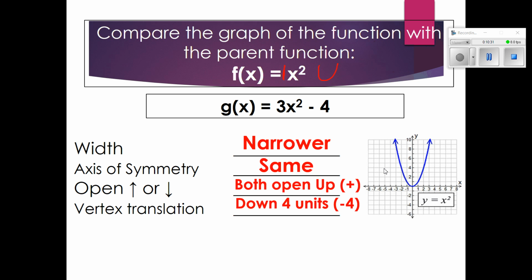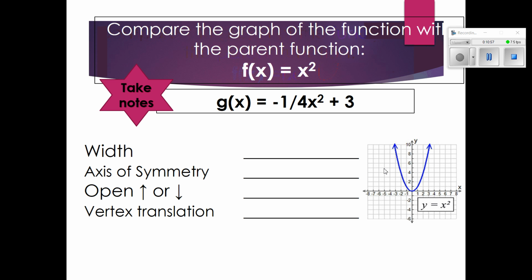We know that the vertex was down 4 units. So on our graph paper, we're just going to put the vertex down here at negative 4. And did we discover that this was going to be narrower or wider? We said narrower, so we're going to draw it. And just roughly, it doesn't have to be exact, but just show that indeed it would be narrower than the parent function. So we're just doing a rough estimate here just to give you an idea of how this works.